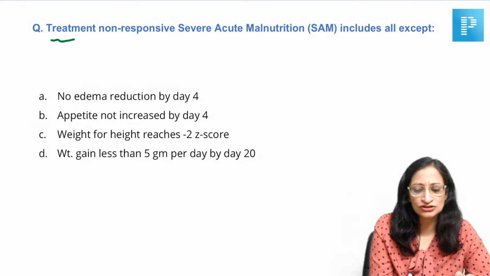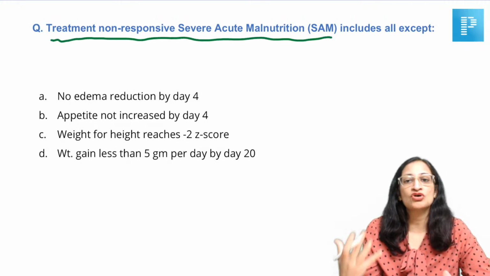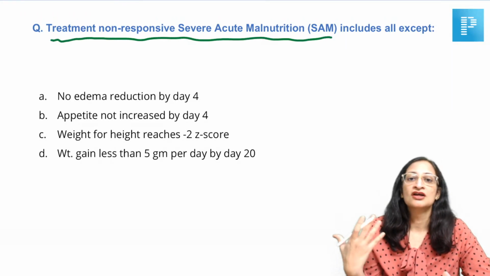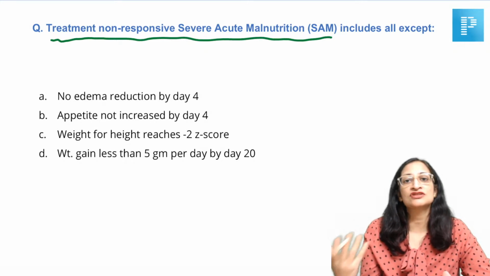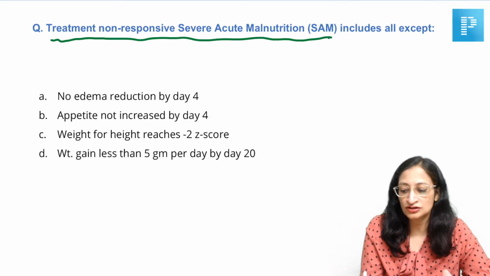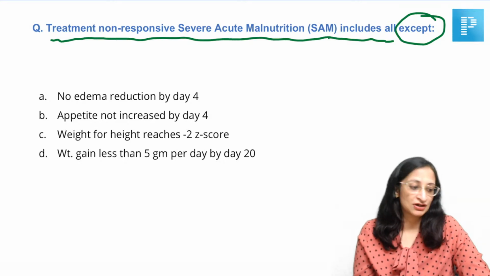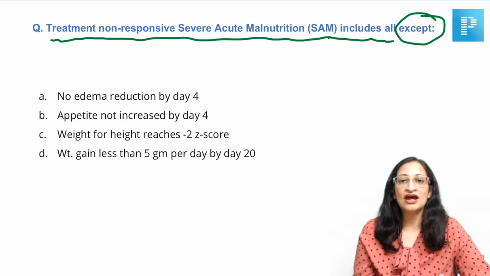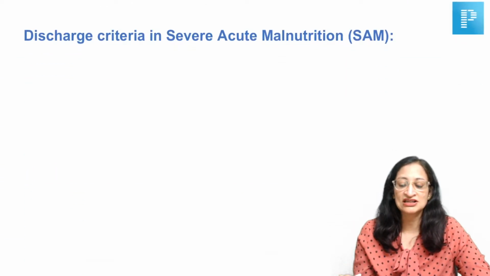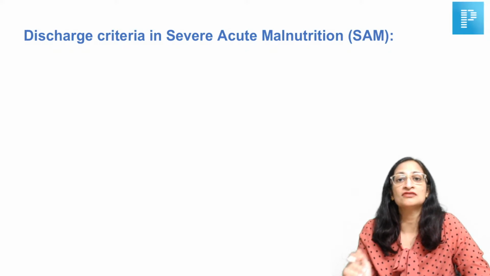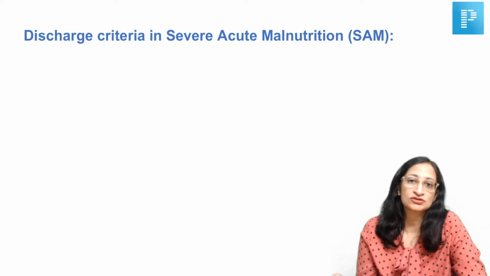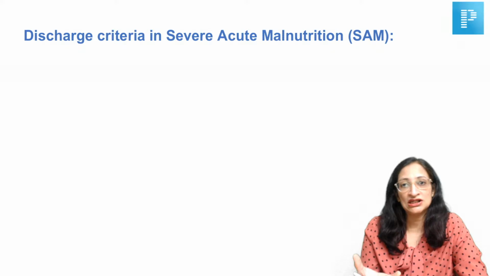Treatment non-responsive SAM. So this time they also asked about response to treatment. So treatment non-responsive SAM or severe acute malnutrition includes all except. So when do you say that there is no response to treatment, right? We have discussed in our videos what are the discharge criteria in severe acute malnutrition. Well, when will you discharge these children from hospital? If you remember that, you can easily answer this question.